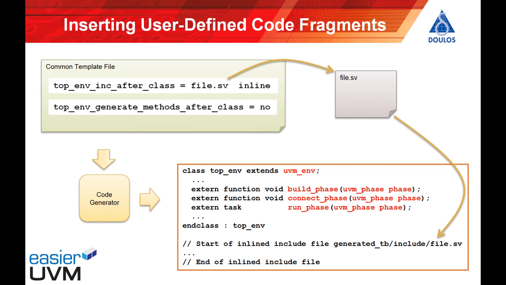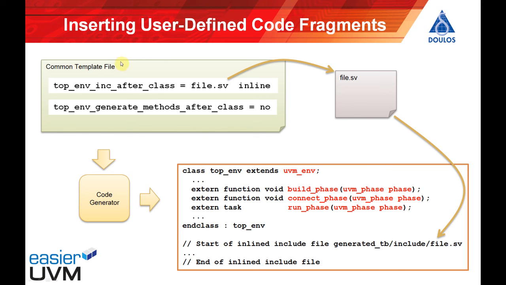One of the most powerful aspects of the Easier UVM code generator is that you can insert user-defined code fragments within the automatically generated code. That's the thing that makes the code generator useful deep into a project, because you can continue to run the code generator again and again to automatically generate the boilerplate code and so reflect any changes that you've made, but at the same time have your own code inserted and reproduced within that automatically generated code. So to do that, you put settings into the template files.